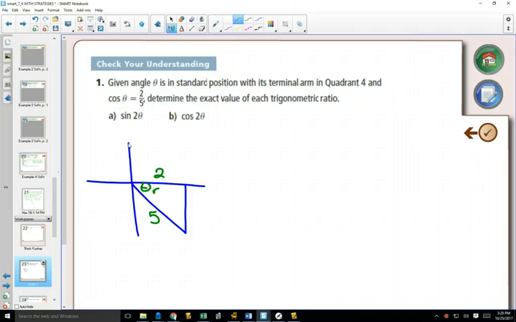How good are you with your a squared plus b squared equals c squared? Pretty good? Square root of decent? 21. Good. So there's our triangle. Now we're asked to find sine 2 theta.